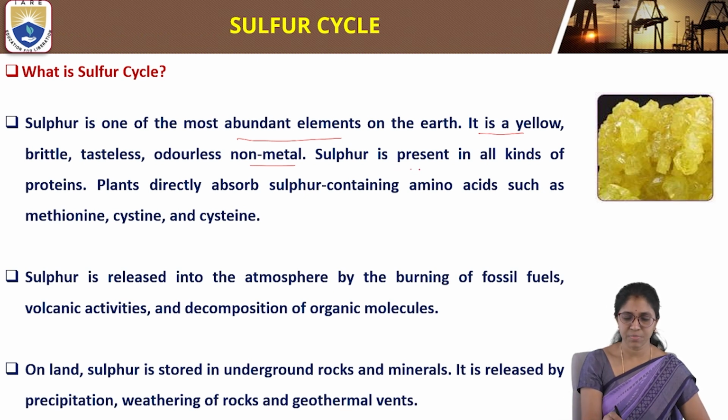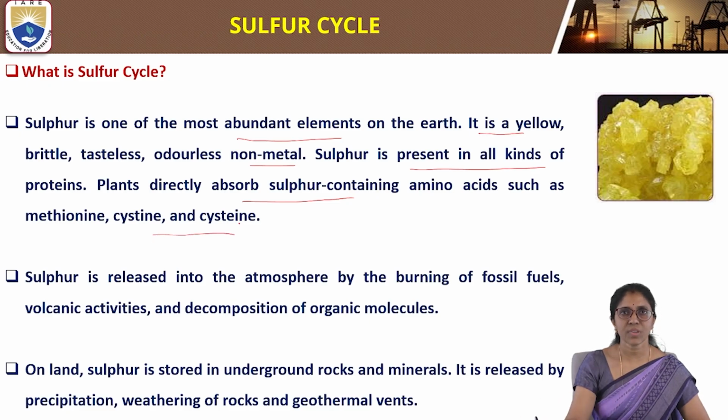Sulfur is present in all kinds of proteins, like amino acids. The plants directly absorb sulfur-containing amino acids such as methionine and cysteine.